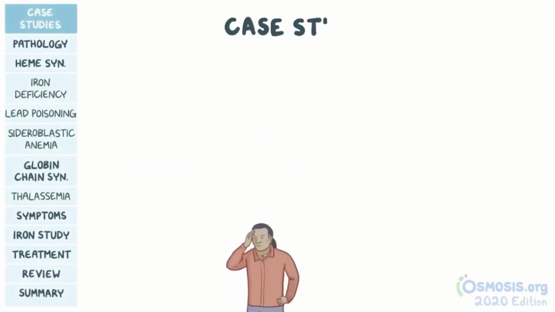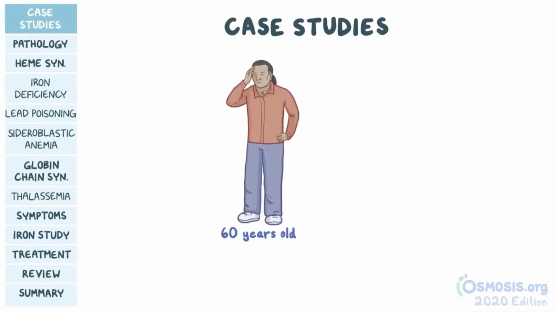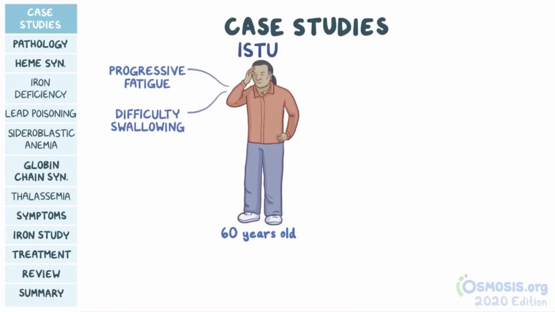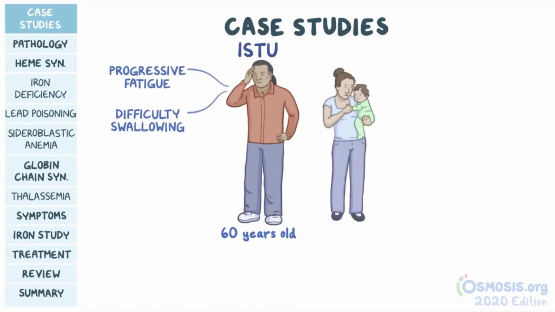At the Family Medicine Center, there is a 60-year-old Indigenous American named Istu who came to visit the doctor because of his progressive fatigue and difficulty in swallowing. Next to him, there is a mother from Greece with her child Thalia, who is 10 months old.